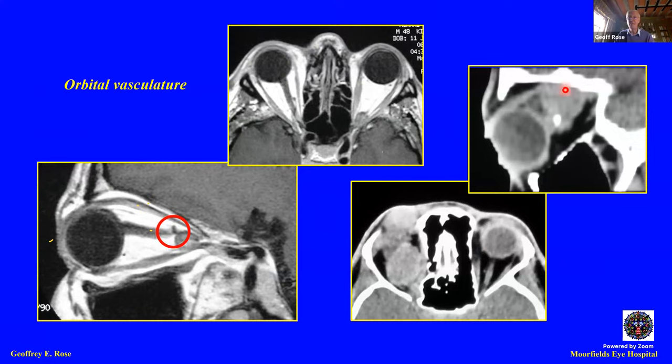Again, with masses more superiorly in the orbit, they may affect the nerve as the artery goes over the optic nerve, but also may interfere with things like the superior ophthalmic vein, which is running, of course, across this area from laterally to medially. So when you're resecting these large masses, you may interfere with venous drainage.